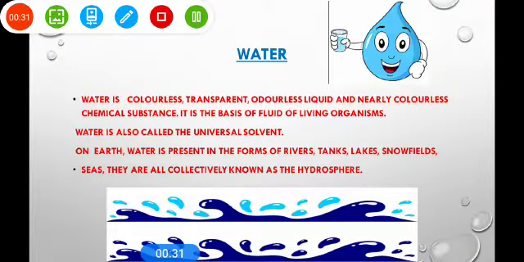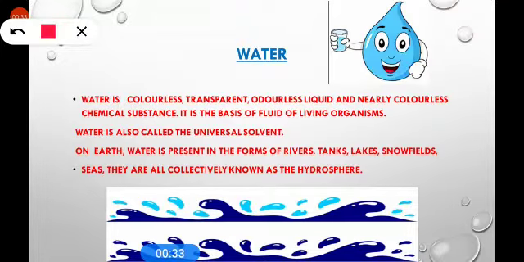What is water? Water is a colorless, transparent, odorless liquid and nearly colorless chemical substance. But we cannot live without water because there is no life without water. It is the basis of fluid of living organisms. Water is also called the universal solvent because it is capable of dissolving more substances than any other liquid.